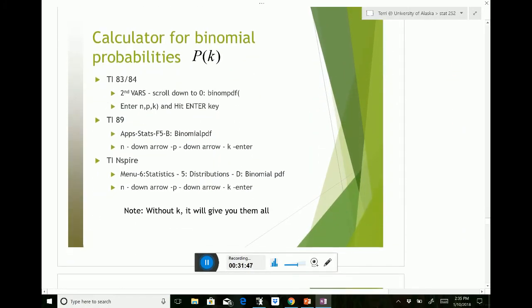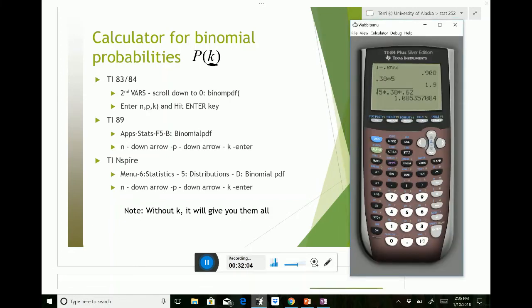So let's talk a little bit about our calculator. This is our calculator for binomial probabilities, P of k. I use k instead of x just for clarity. So basically, we just need to do second vars. Let's do one of these that we did.